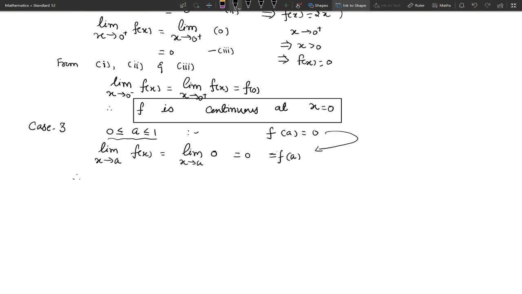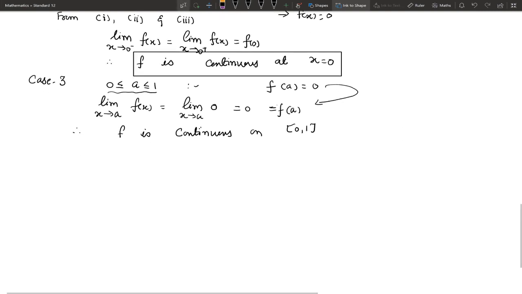Therefore f is continuous on the closed interval 0, 1.